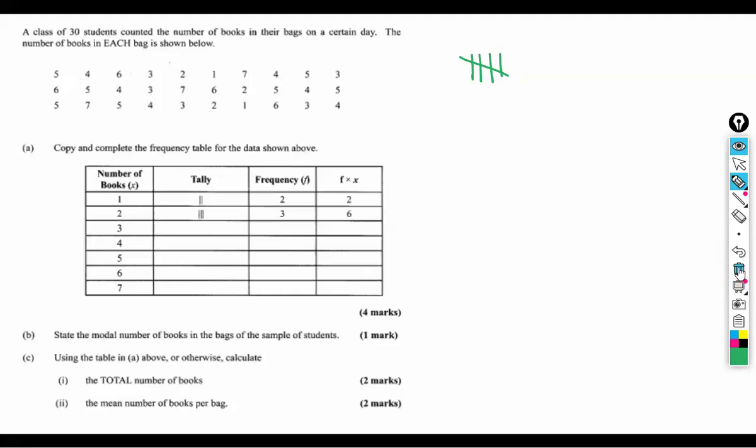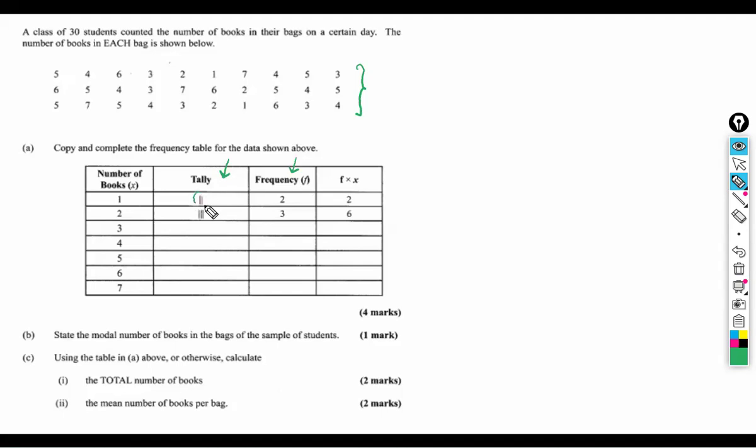So what happens in a question like this? The examiner gives you a list of numbers. I will be doing the majority of this question for you, so just pay attention for the time being. You don't have to take it down. You'll notice that it has a tally here and a frequency. The tally and the frequency are almost the same thing.